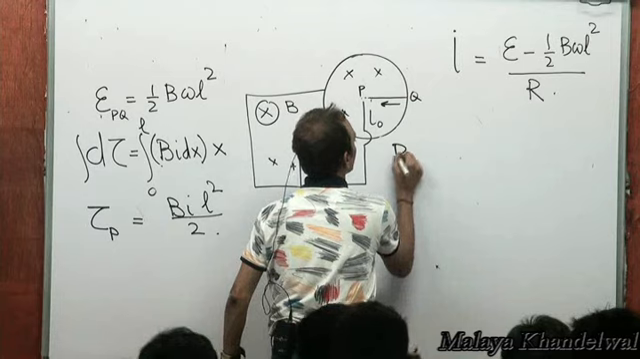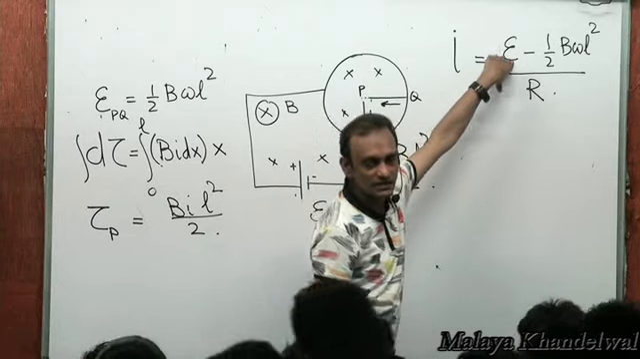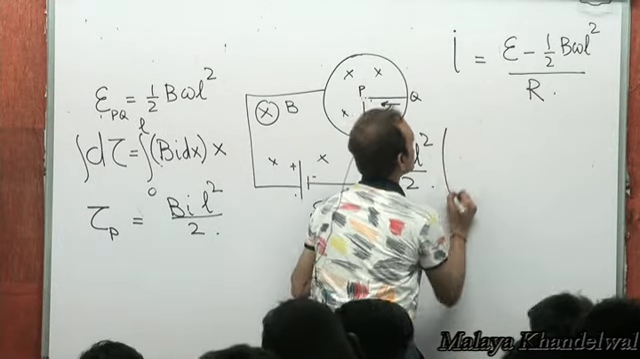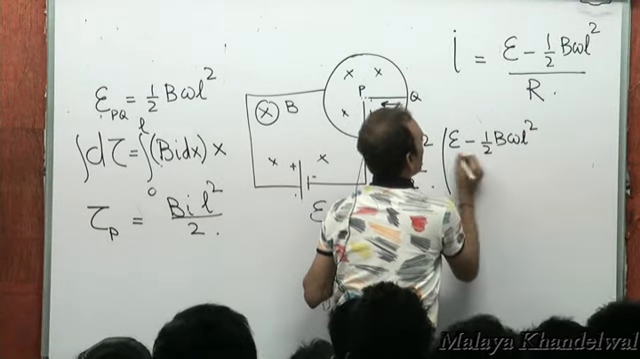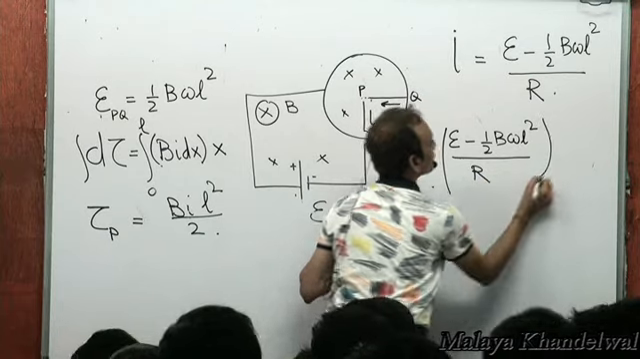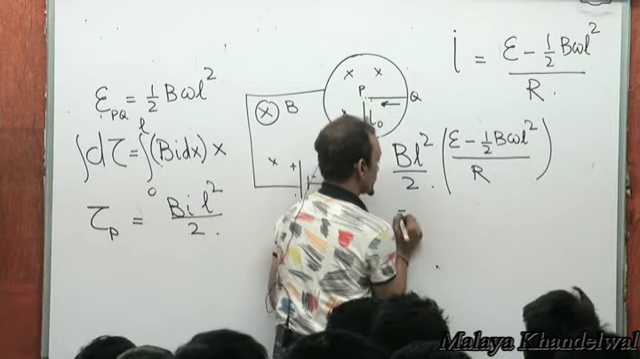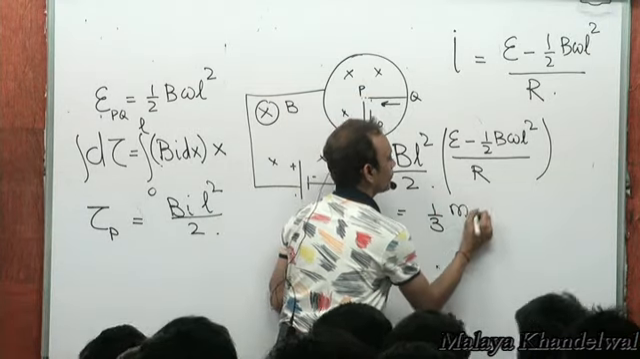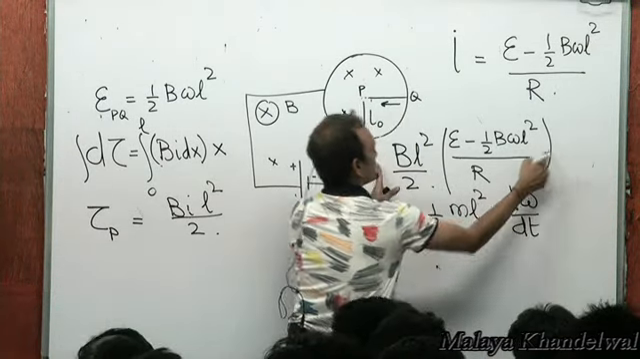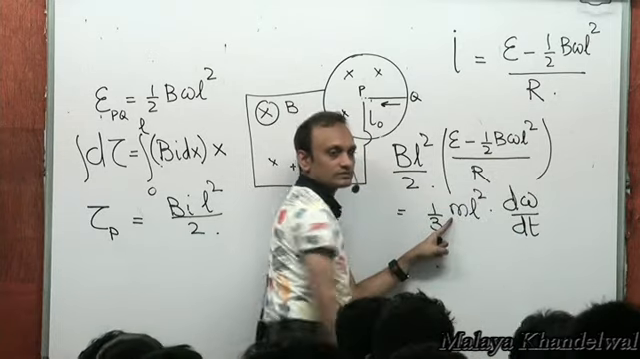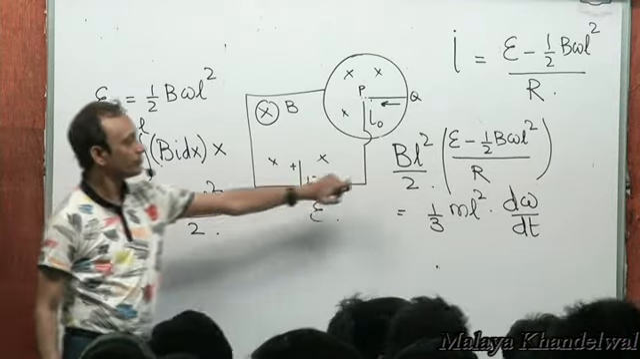So the net torque about P, B i L squared by 2, where i is given by this, which is epsilon minus half B omega L squared by R, is equal to I about P, which is 1/3 m L squared, into alpha, which is d omega dt. Torque is the cause, and d omega dt is the effect of this torque.